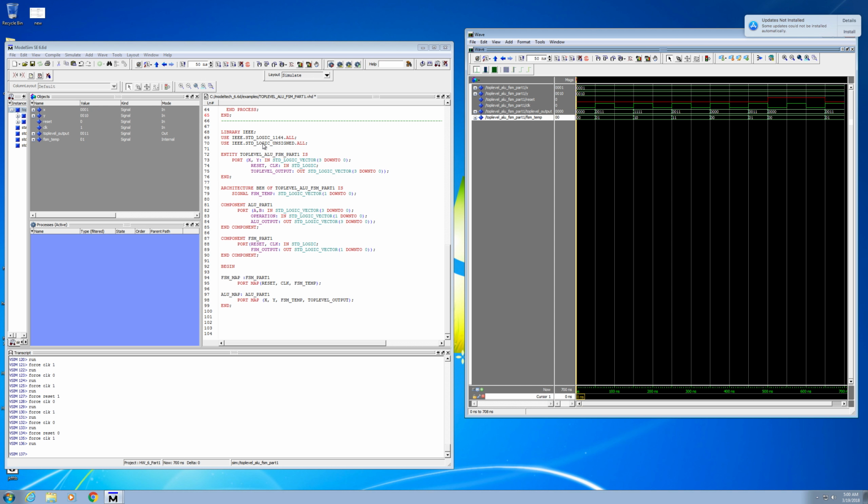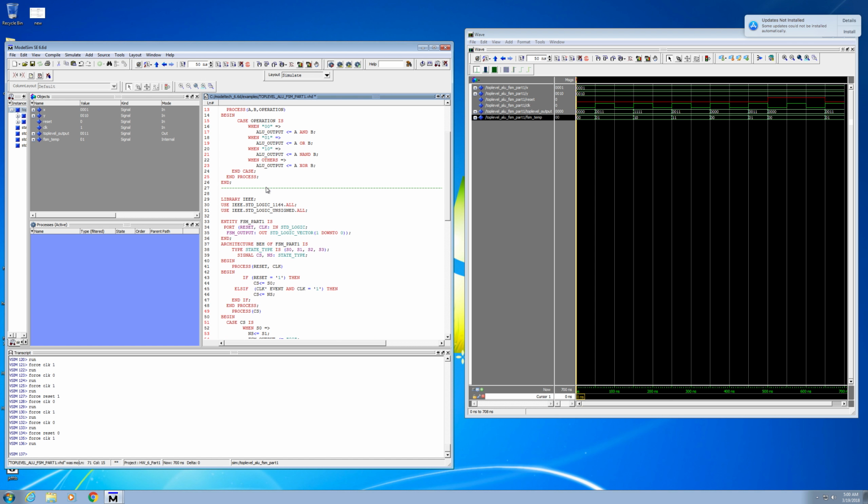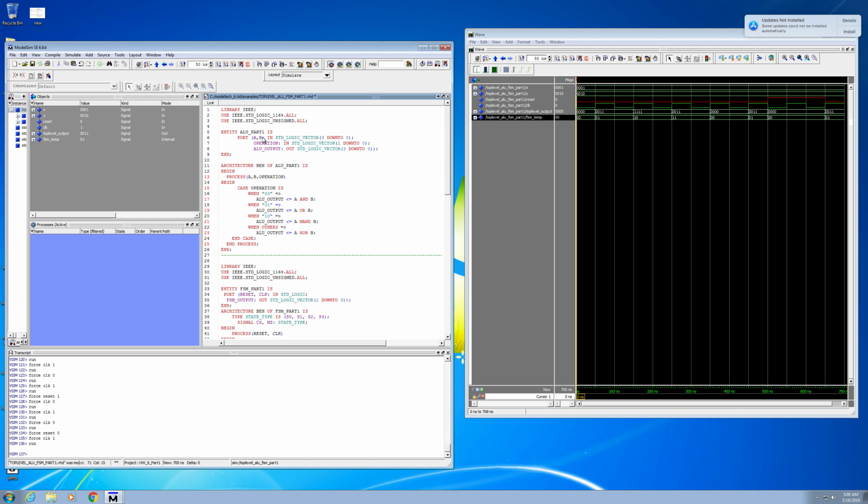This is Homework 6, Part 1, controlling an AOU with an FSM in a top-level design. As we look at the code, I have created the AOU. The AOU has two 4-bit inputs. It also has 4 operations: AND, OR, NAND, and XOR. This operation is selected by a select op line, which is a 2-bit input. And then it has an output of those 2 inputs as a 4-bit output.